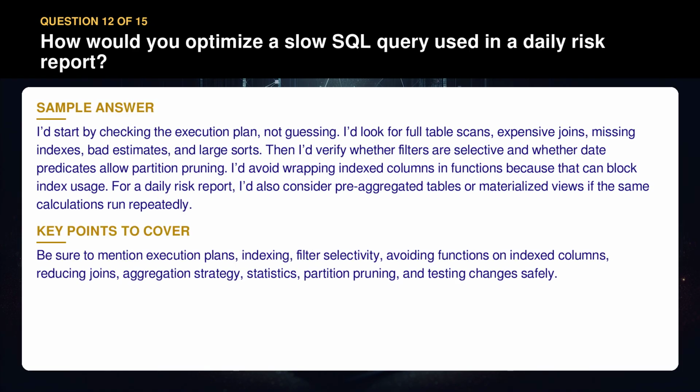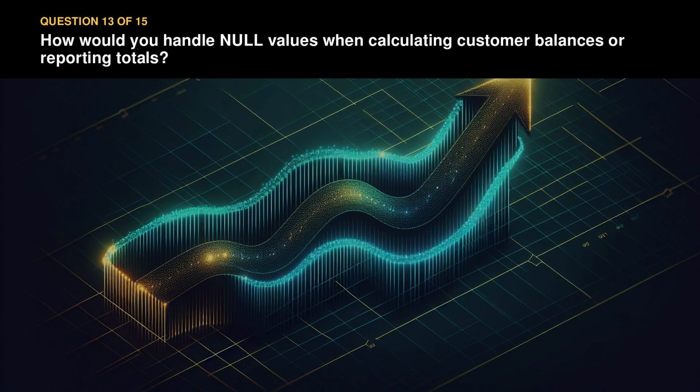Be sure to mention execution plans, indexing, filter selectivity, avoiding functions on indexed columns, reducing joins, aggregation strategy, statistics, partition pruning, and testing changes safely. Question 13. How would you handle null values when calculating customer balances or reporting totals?